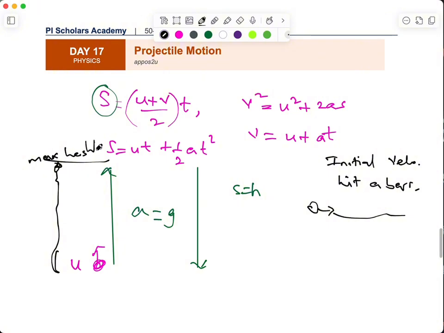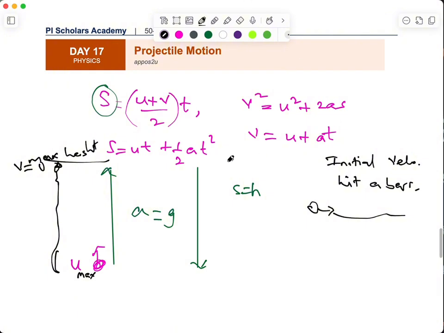So what should you note there? At that point, there's a momentary stop. So it has a final velocity there. That final velocity is going to be 0 meters per second. Why? Because the initial velocity in this case is going to be maximum. As it is going up, the initial velocity is reducing. The velocity is reducing until it reaches the maximum height, and therefore having a final velocity which is 0.